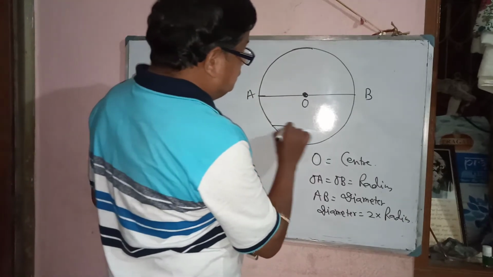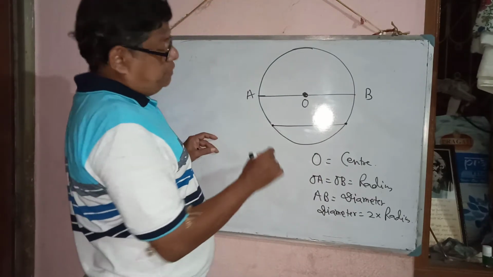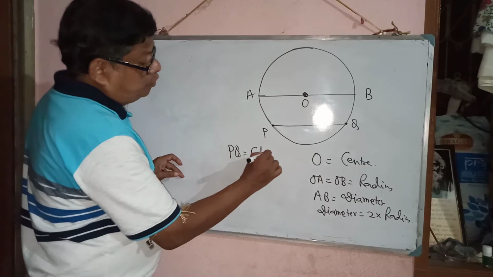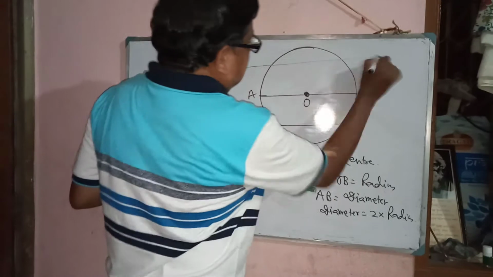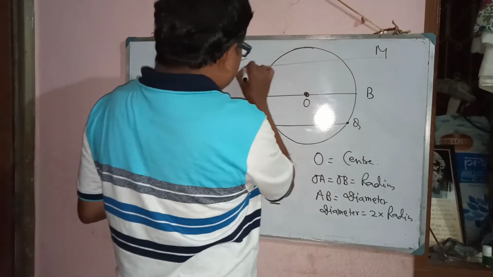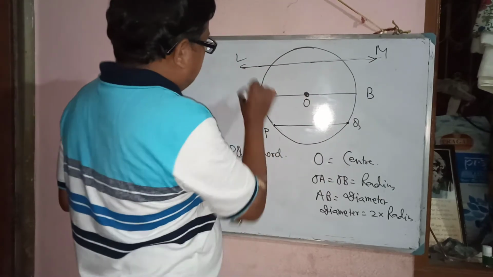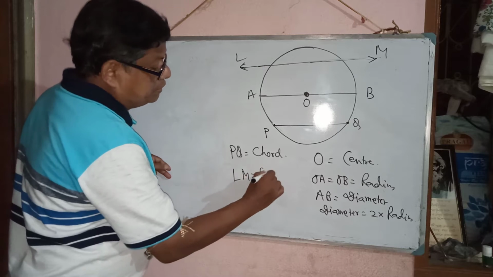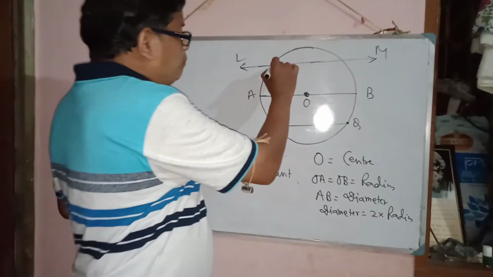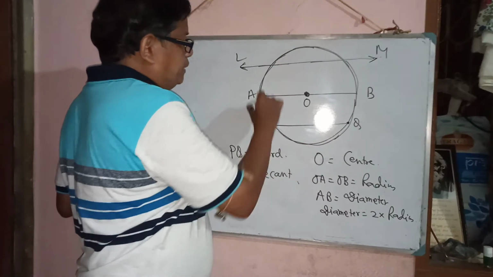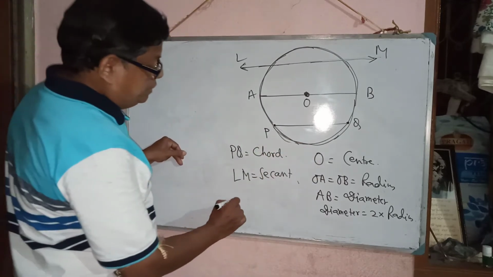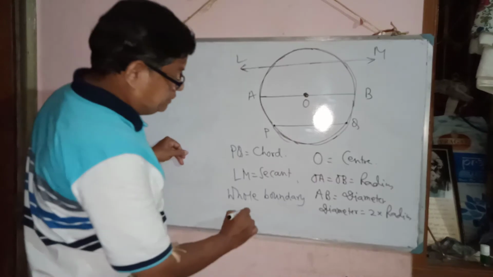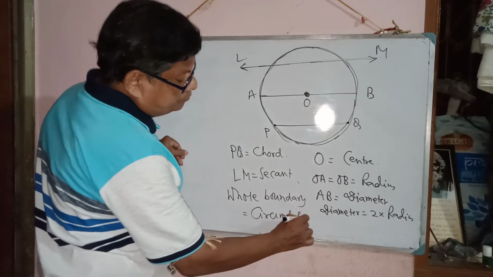The line segment whose end points lie on the circle, suppose PQ, is known as a chord. If the line extends beyond the circle, suppose here LM, this line is known as a secant. And the whole boundary is known as the circumference.